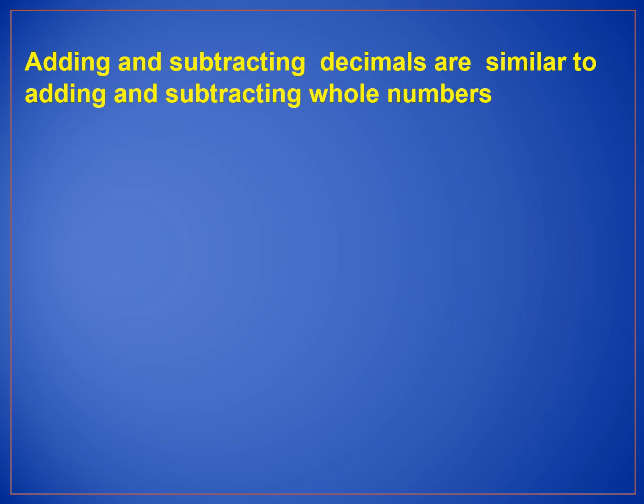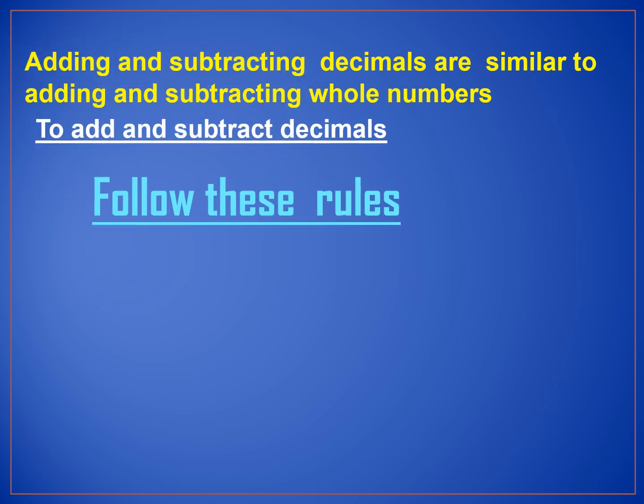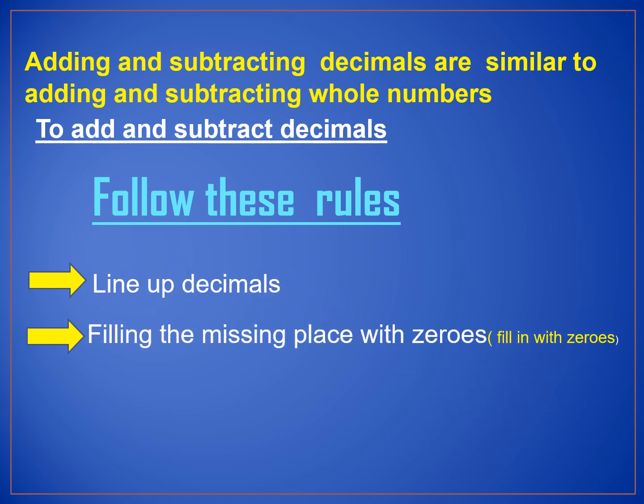So firstly, let's take one example. Let's learn how to add and subtract decimals. As I said, adding and subtracting decimals are similar to adding and subtracting whole numbers, using exactly the same way. If I want to add and subtract decimals, I have to follow these steps. The first step, of course, is to line up the decimals. Then fill the missing places with zeros when you need that. I will show you the meaning of this step.